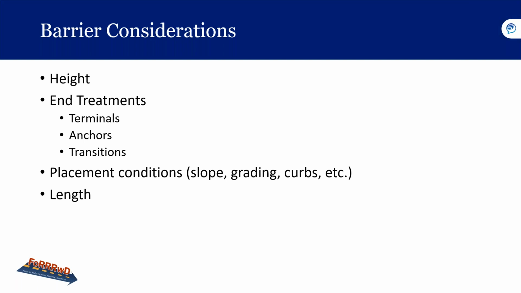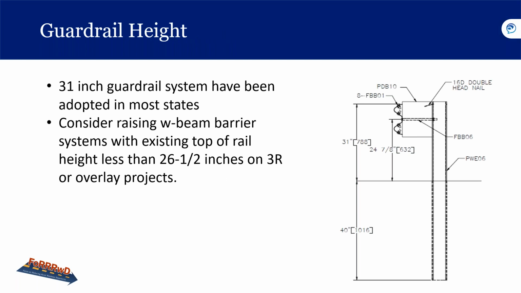So let's take a look here at the guardrail height. Here's a guardrail height of 31 inches. And this system has been adopted in most states.